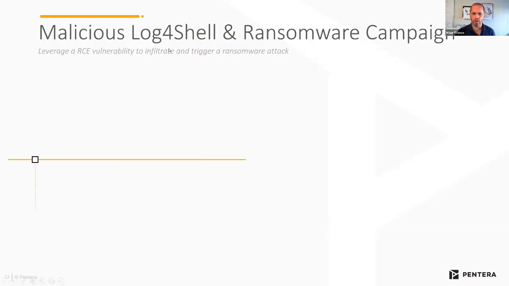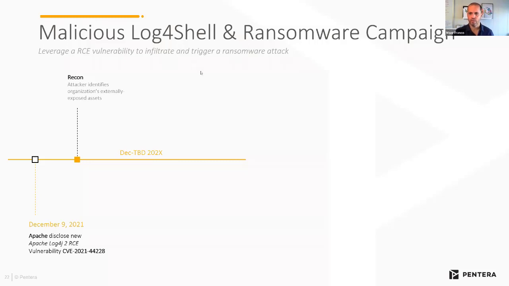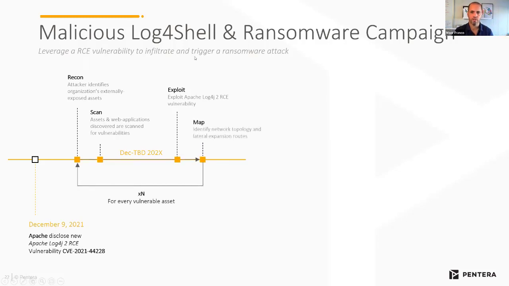December 9th, 2021, Apache disclosed a new Log4j2 remote code execution vulnerability, CVE-2021-44228. We'll probably remember that number for a very long time. What happened in the days after? Attackers started reconning the external attack surface to find a way in. Once reconning, they scanned for that vulnerability on every asset and web application out there. After scanning, they started exploiting it and doing the same thing of mapping the environment, doing that for every asset where the Log4j library exists. To what end? So they can infiltrate and expand into the organization.